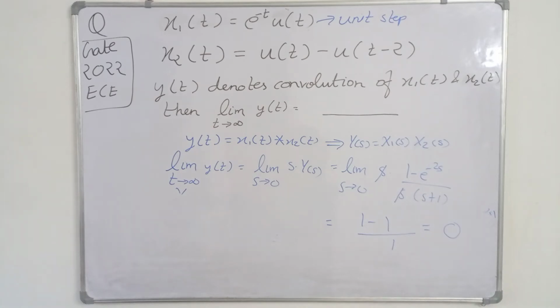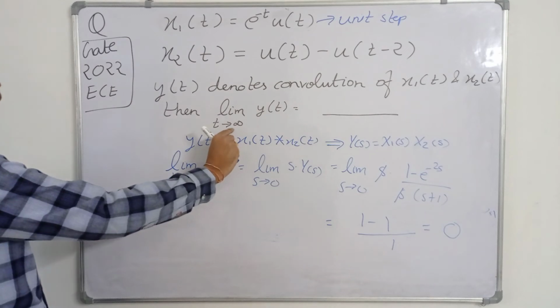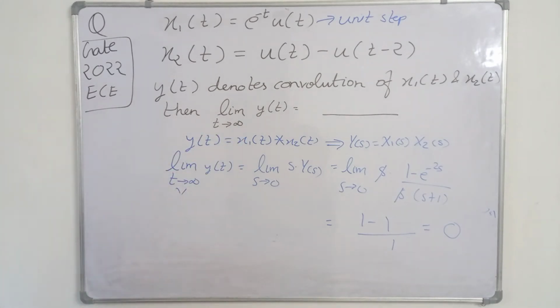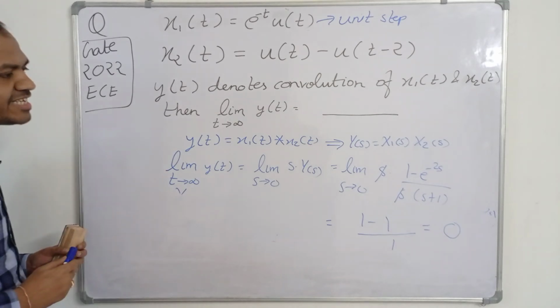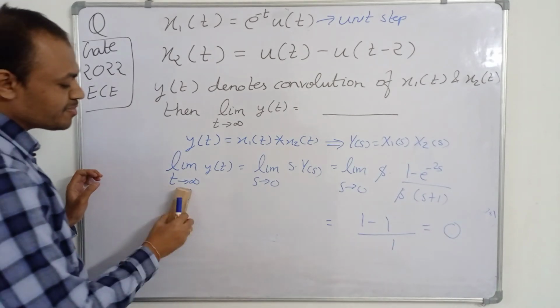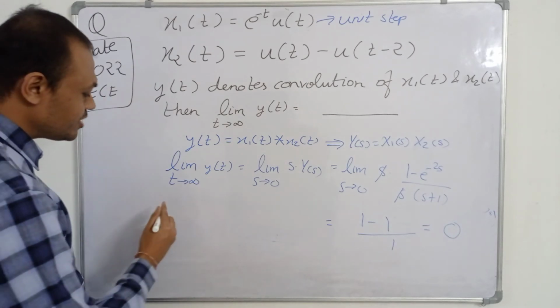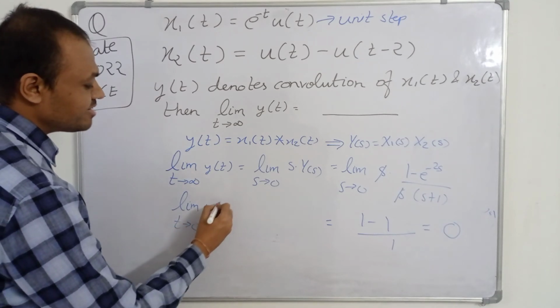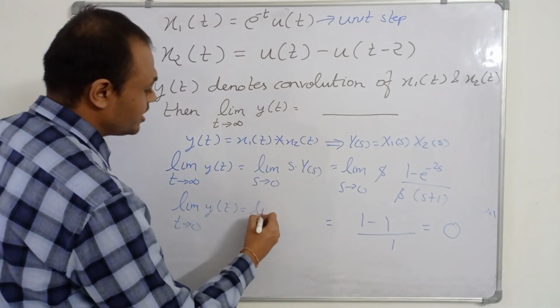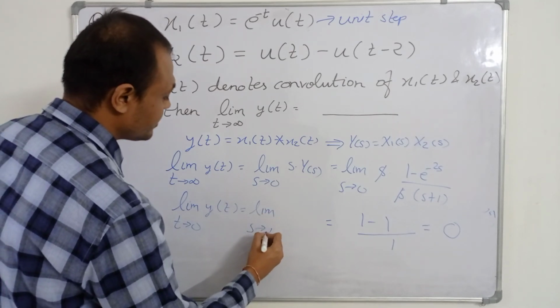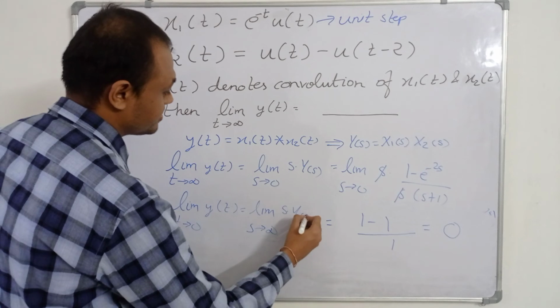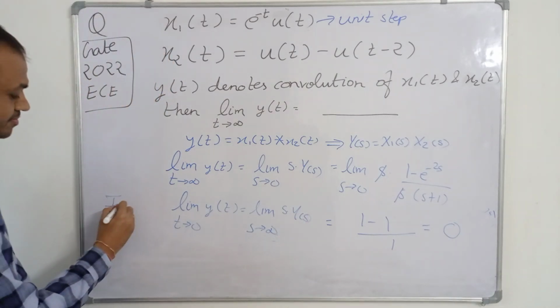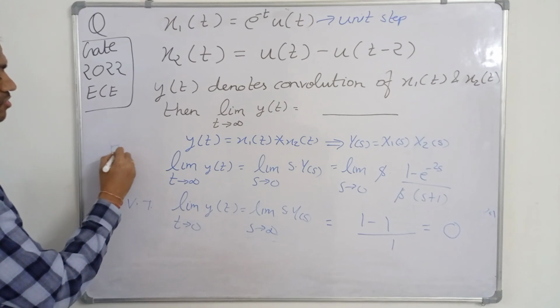So in this way we can easily solve it. Whenever the question says to apply the final value theorem or the initial value theorem, then we just have to take the Laplace transform, because Laplace transform makes applying the final value theorem or initial value theorem easy. This is the final value theorem. If I have to write the initial value theorem, then it is equal to limit t tends to 0 y of t is equal to limit s tends to infinity s dot y of s. So this is the initial value theorem and this is the final value theorem.